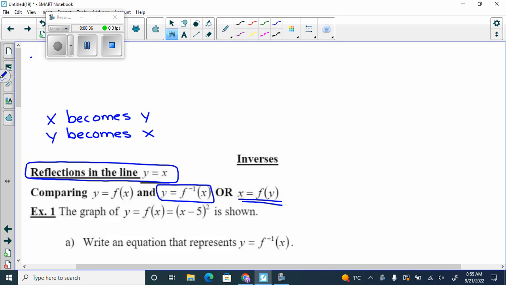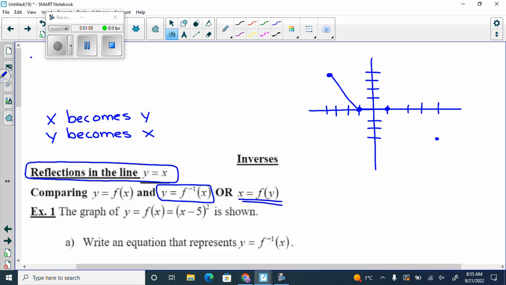And then we said that it reflects in the line y equals x. The y equals x line is the identity line. Let's see how that can work. So say I have this. I just made this graph up. The identity line is when y equals x.